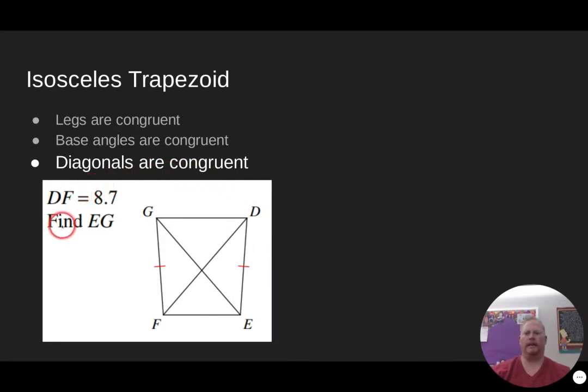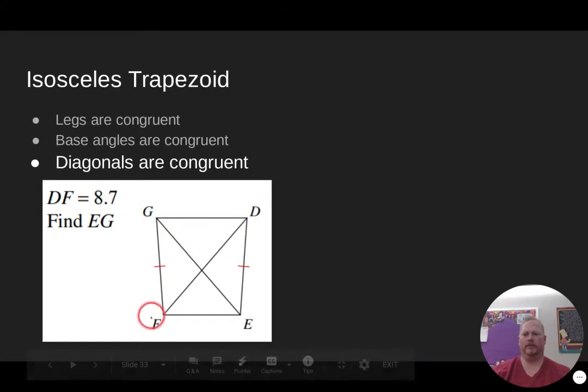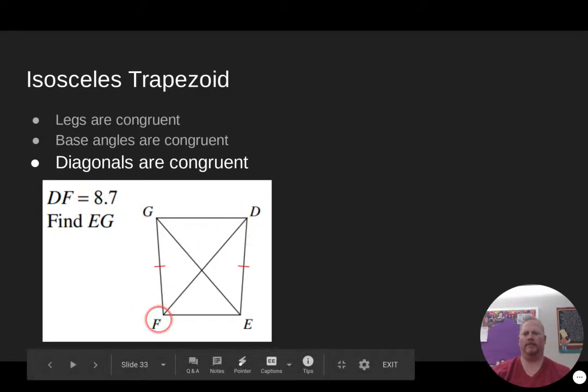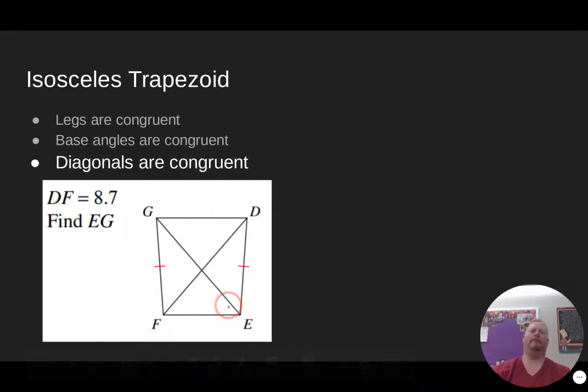So here's another example problem. It says DF is 8.7. So that full diagonal is 8.7. Find EG. Piece of cake. EG is 8.7.